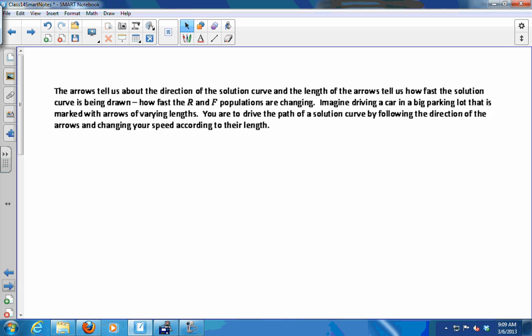So the arrows tell us the direction the solution curves are traveling in, and the length of the arrow tells us how fast the solution curve is being drawn. Picture it like you're driving a car in a giant parking lot, and the parking lot has arrows all over it, and you have to trace out a solution curve by following the direction of the arrows. When the arrows are long, you are driving faster, and when the arrows are short, you're driving slower, and you're tracing out the solution curve. Exactly. That's how we account for time: the speed at which you draw the solutions.